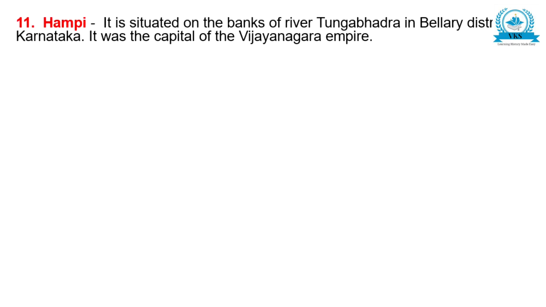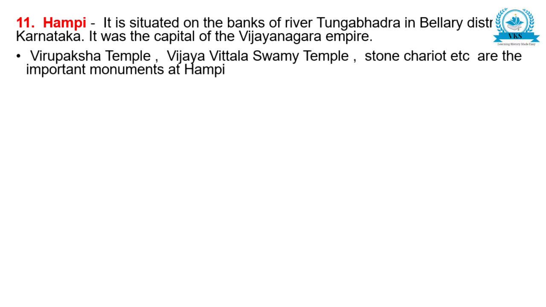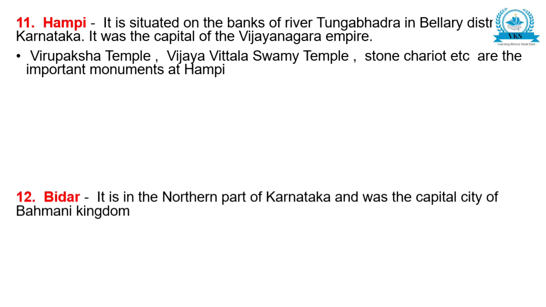Hampi, it is situated on the banks of river Tungabhadra in Bellary district of Karnataka. It was the capital of the Vijayanagara Empire. Virupaksha Temple, Vijaya Vittala Swamy Temple, stone chariots, etc. are the important monuments at Hampi.